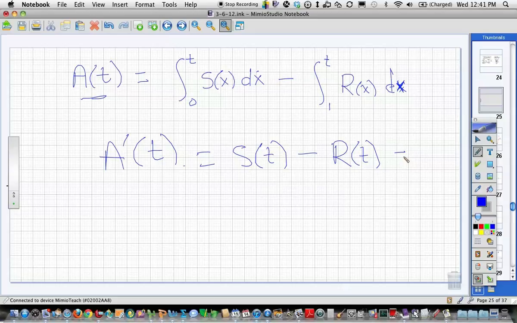And we want to know when the derivative equals 0. When does that happen? When S of t equals R of t, correct? So that would have been another way to show that the max has to occur when S of t equals R of t. Okay, I like your explanation because it really shows that you're getting a sense of what the problem is saying. But I really would want you to see this as well. Okay.